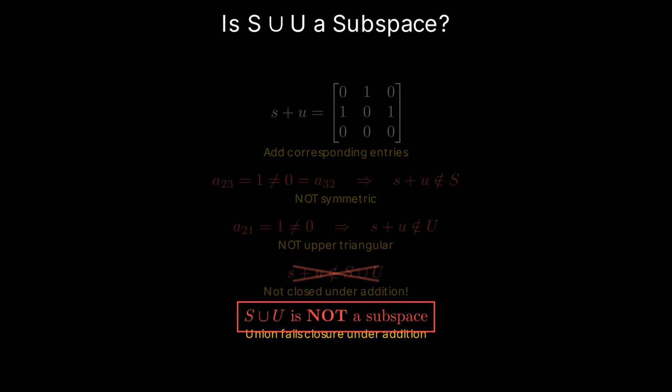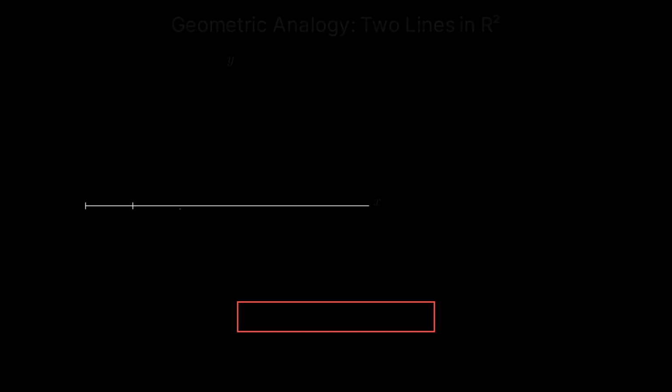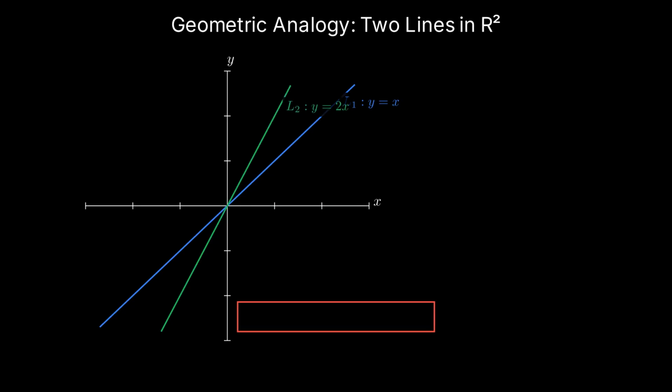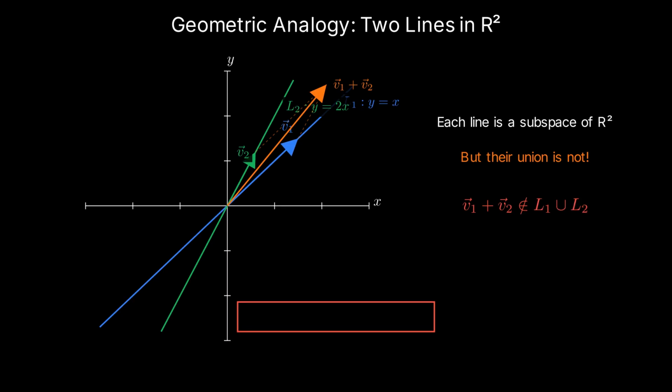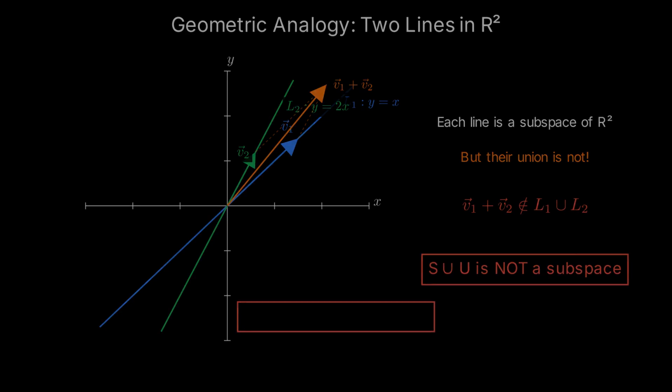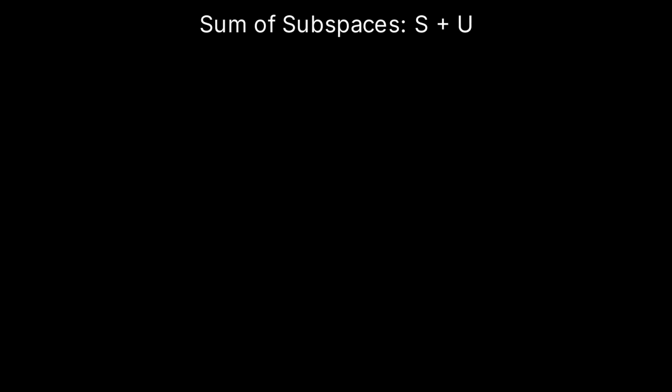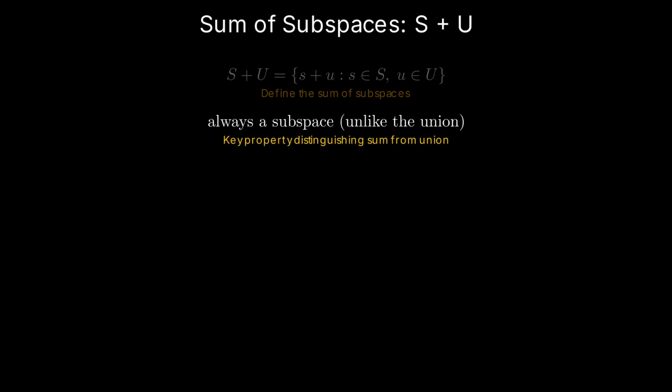This is exactly the same idea as two lines through the origin in R2. Each line by itself is a subspace, but their union is not. You can add a vector from one line to a vector from the other, and the result lands off both lines. The correct construction is the sum of subspaces. S plus U is defined as the set of all s plus u, where s belongs to capital S and u belongs to capital U. This always produces a valid subspace.